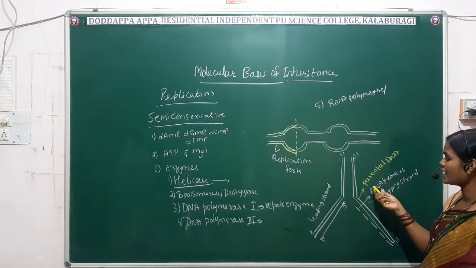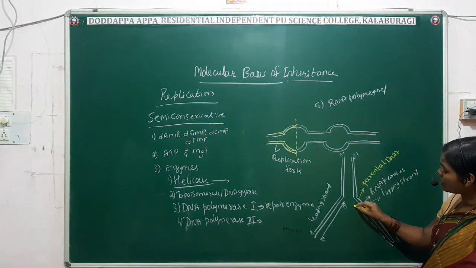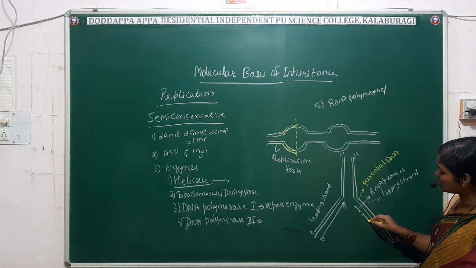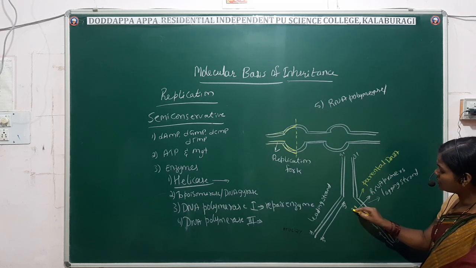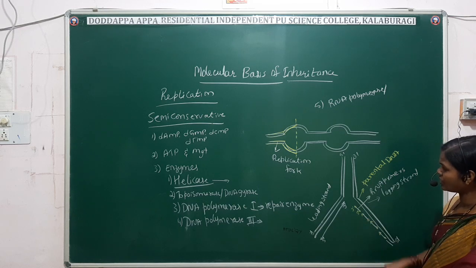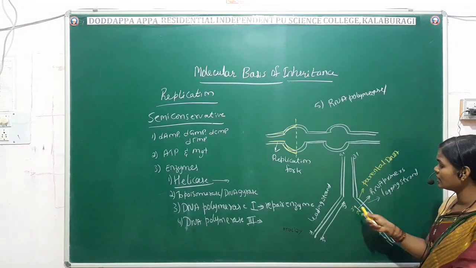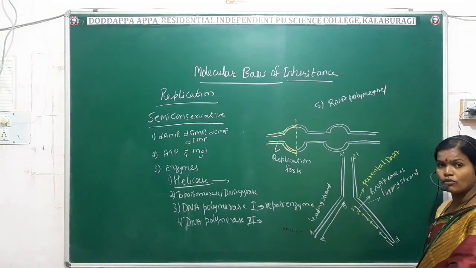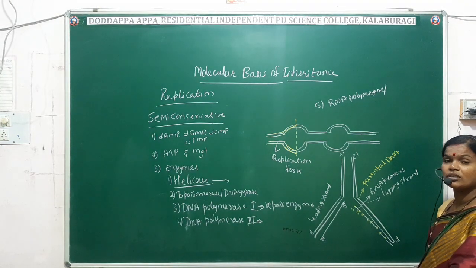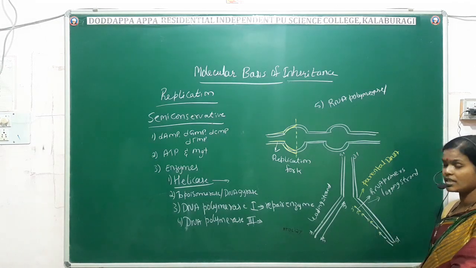This parental DNA is utilized by the enzyme, and here we are going to see the formation of small fragments of RNA in the 3-5 direction. Which direction? 3-5 direction. So we don't want RNA. Whether we want RNA or DNA, we want the DNA. But here the RNAs are formed.